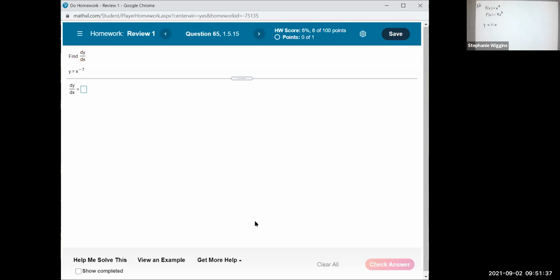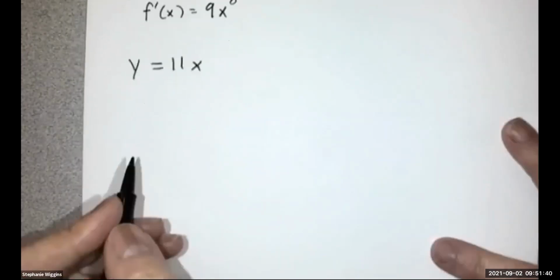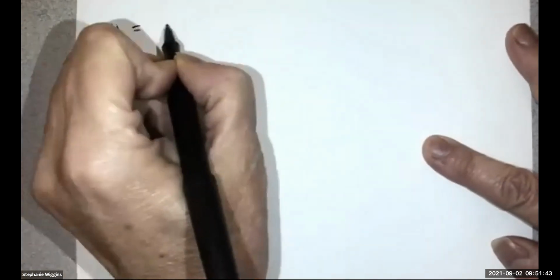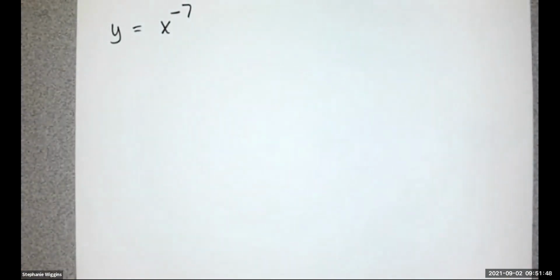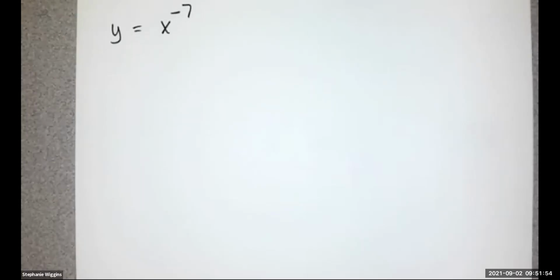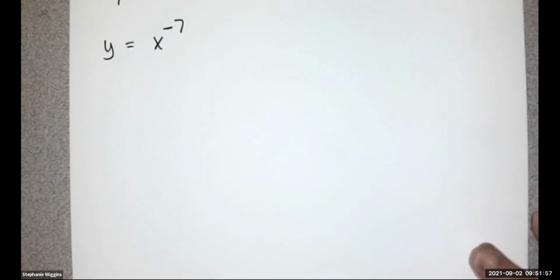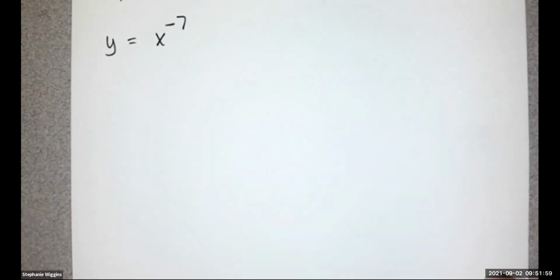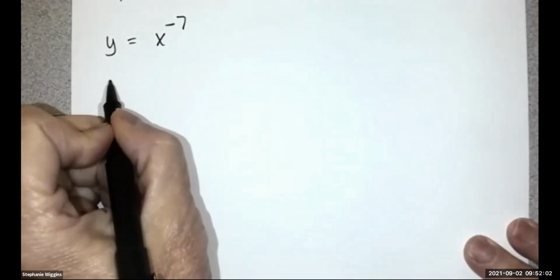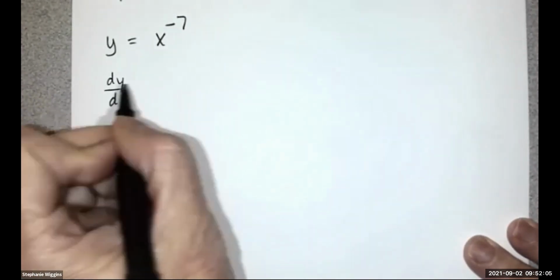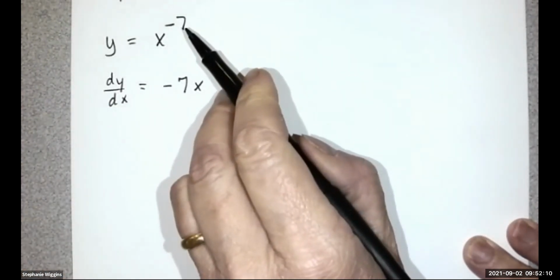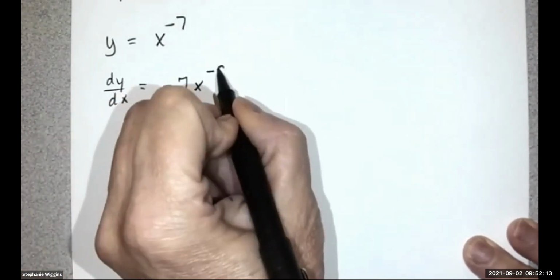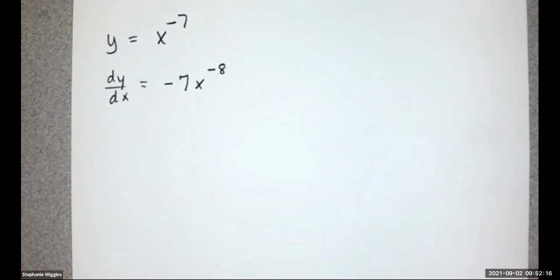Here, don't be bothered by the negative. We have y equals x to the negative 7. It doesn't matter the negative, the power rule is the same. You take the power, and so dy/dx is negative 7. You multiply that out front, and then you subtract 1 from the power. So negative 7 minus 1 is negative 8. And that's the derivative for that.